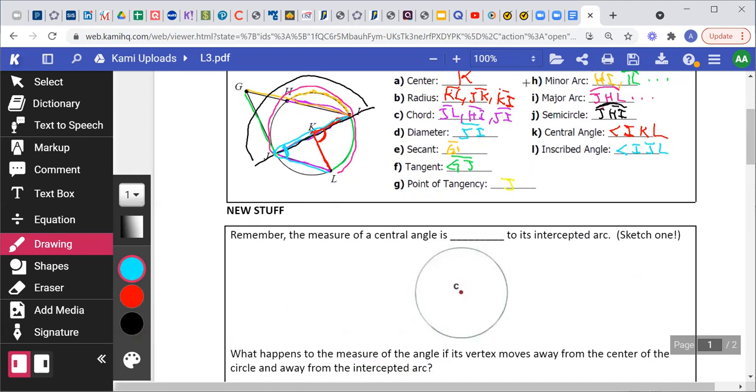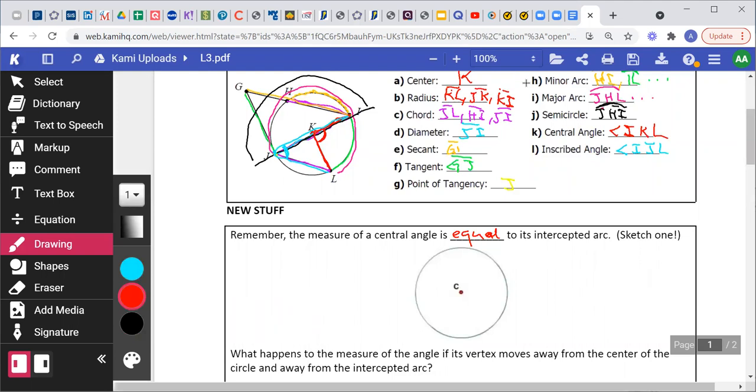Then the major business of today would definitely be inscribed angles. How do we show inscribed angles? We show inscribed angles by putting the vertex on the circle. So remember, on Tuesday we talked about the central angle and the arc that is formed across, and we said that the measure of the central angle is equal to the arc that intercepts it.